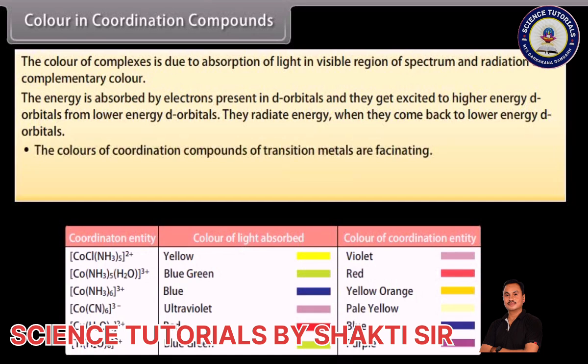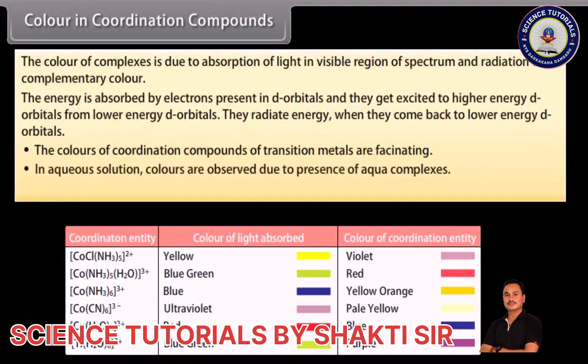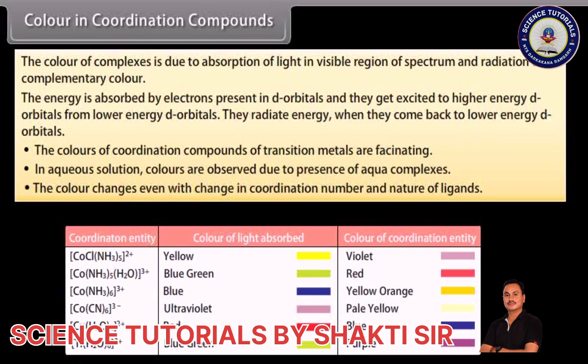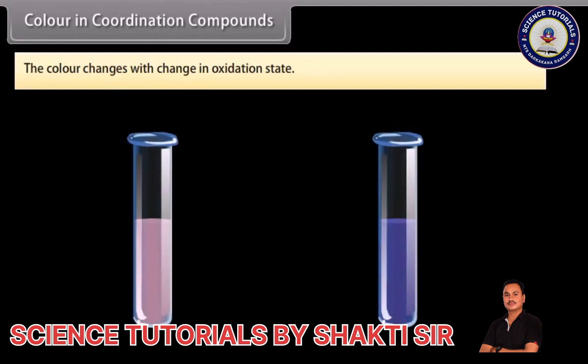The colors of coordination compounds of transition metals are fascinating. In aqueous solution, colors are observed due to the presence of aqua complexes. The color changes even with a change in coordination number and nature of ligands. The color also changes with a change in oxidation state.